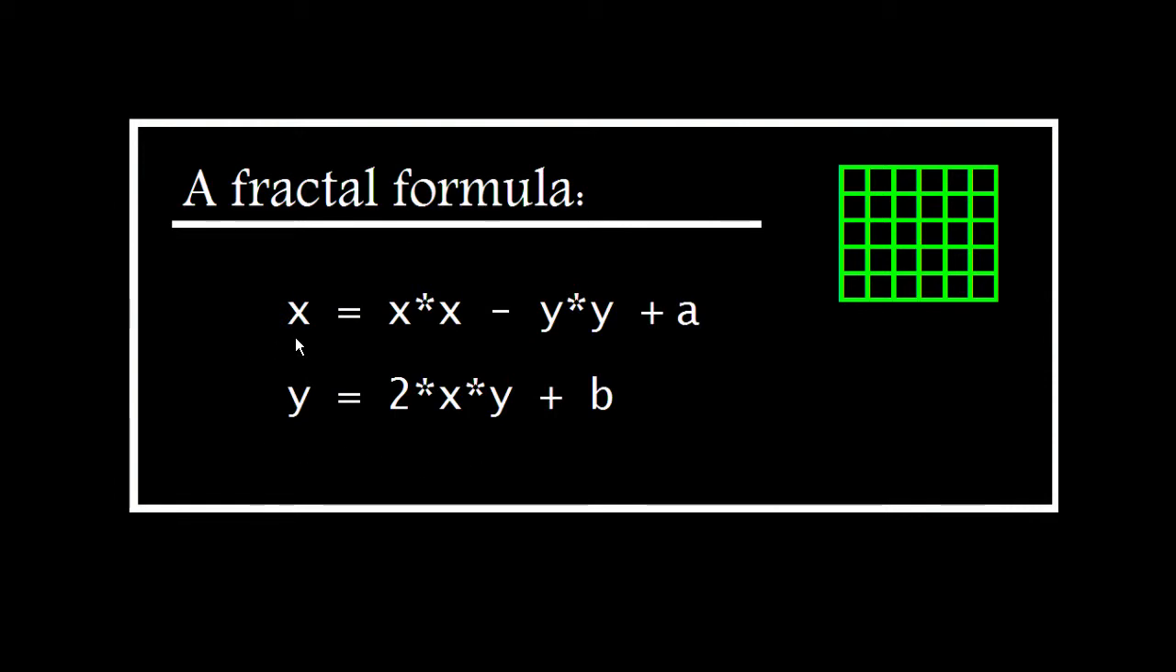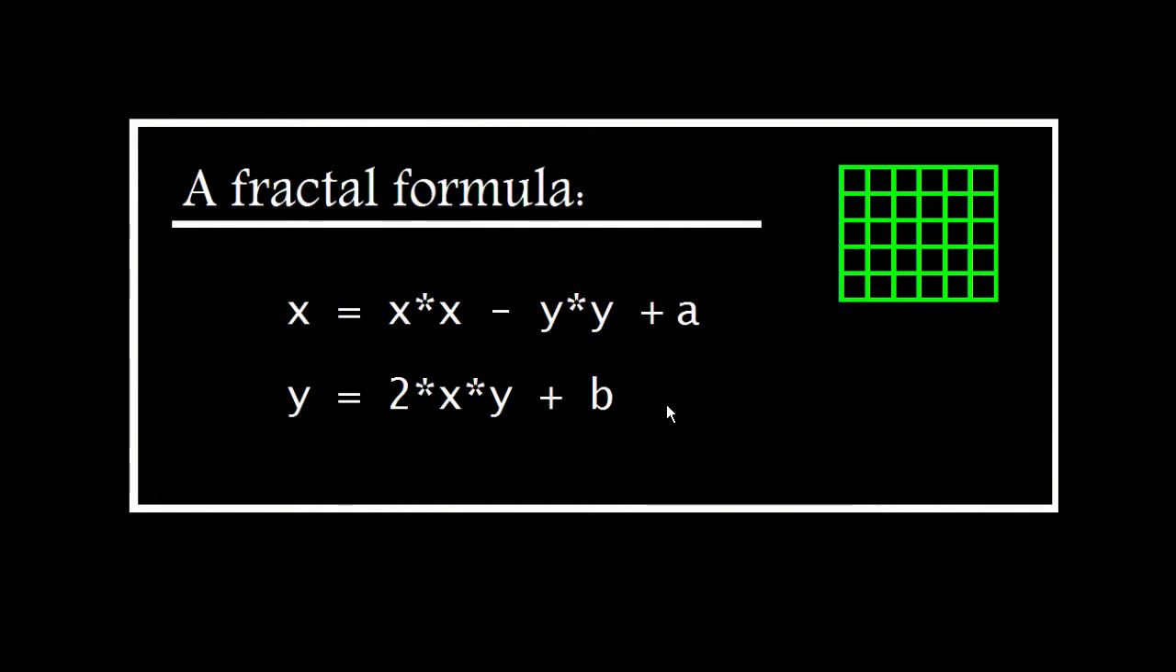In this formula, this is simply saying that x equals x times x minus y times y plus a, and y equals 2 times x times y plus b. Now, a and b are numeric constants that are set ahead of time. You can set those to any different number, and you will wind up with a different image depending on what those numbers are set at.